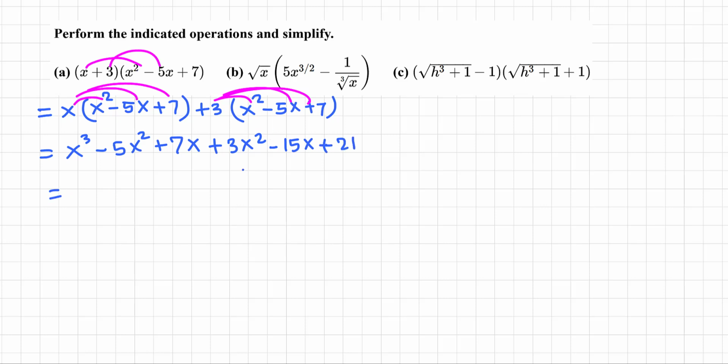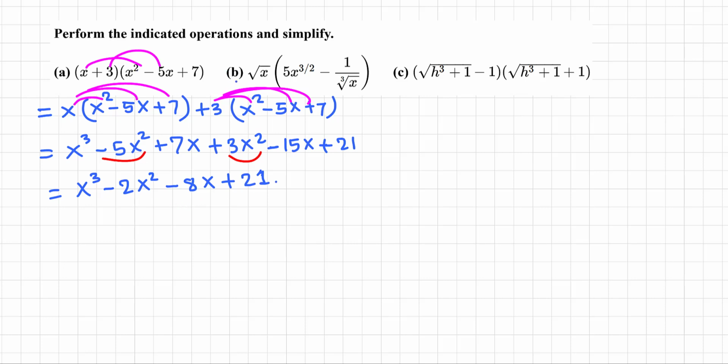Okay, now we combine the like terms. So x cubed, there are no more, so just x cubed. Negative 5x squared and 3x squared, we can combine because they are like terms. So negative 5 plus 3 means negative 2x squared. In the same way, 7x minus 15x, so minus 15 plus 7 means minus 8x. And plus 21. This is the final answer because all of these 4 terms are unlike terms. We cannot add or subtract anymore.